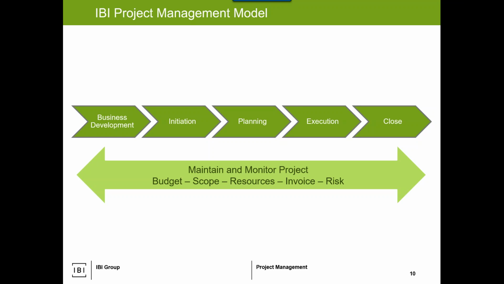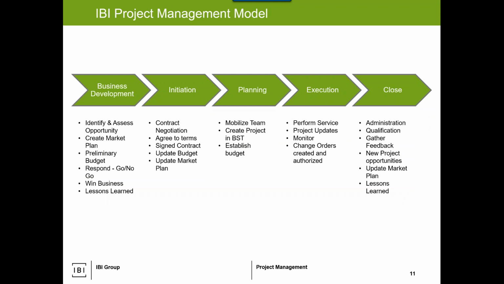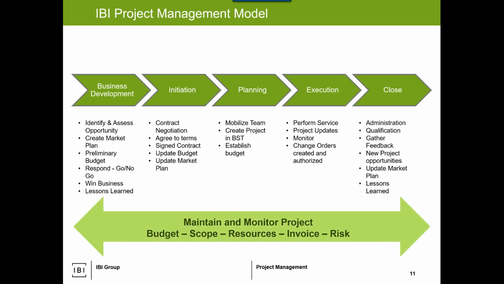And within it, I know I have the triangle. I've talked about the scope, schedule, budget triangle. And then the whole thing, we have to manage our budget, our scope, our resources, keep invoicing, and mitigate risk. So it's very important. I'll bring all of these up. In each phase, there are specific things that are done from a PM perspective.